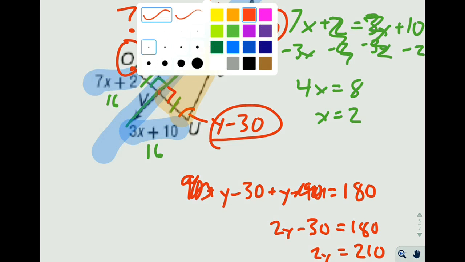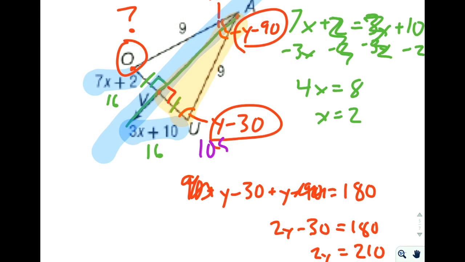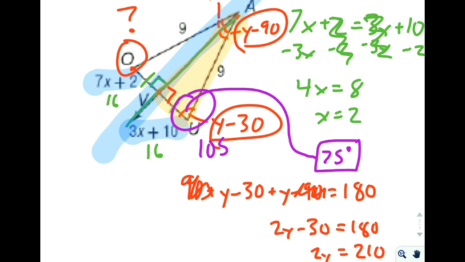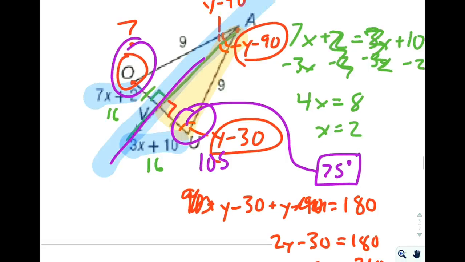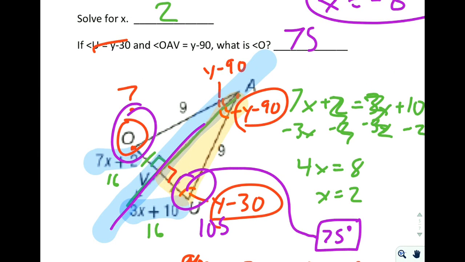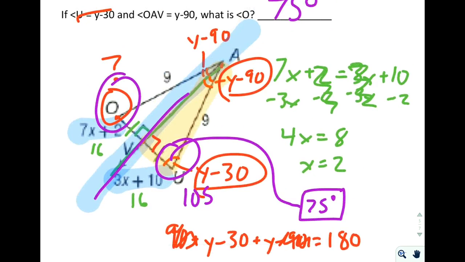If I plug y is 105 back in here and subtract 30, then this angle is going to end up equaling 75 degrees. Now, why do I care what angle U is when I really want to know angle O? Because this is a perfect mirror. And if this is a perfect mirror, angle O and angle U are the same, which means that angle O is 75 degrees.